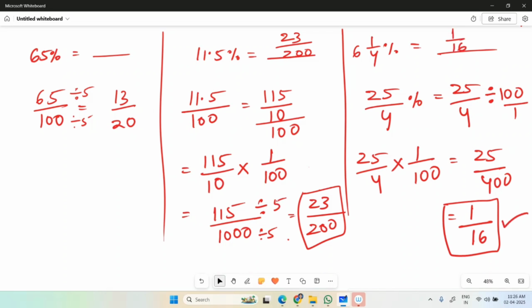These fractions can again be converted into decimals, which we already learned in the decimals lesson. You can go and watch the video on how to convert fractions into decimals. I will post it in the description.